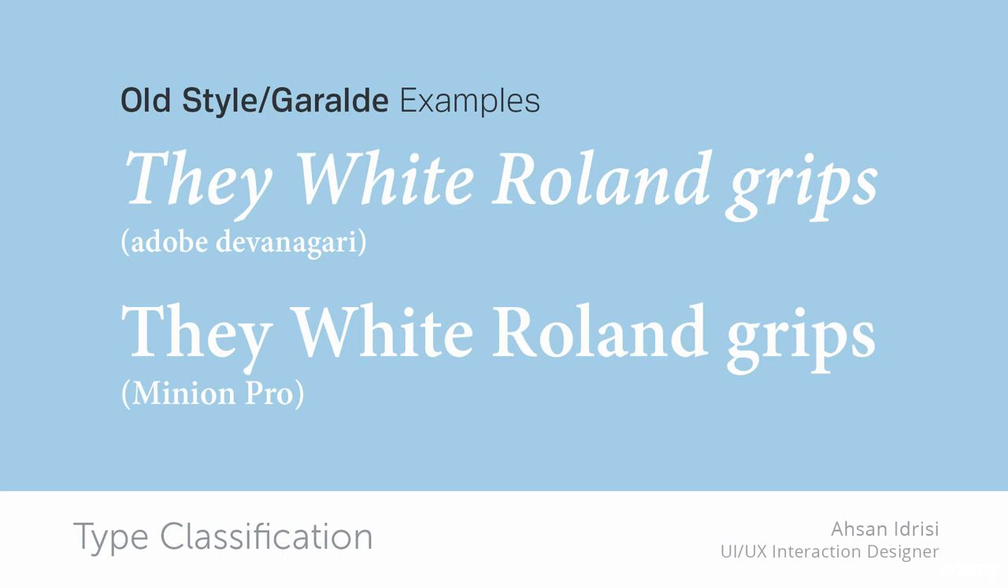Then we have Minion Pro. It is also an old style font. You can see that the W is still different, but other properties, like the ending of this R, the top slants and top serifs, are almost like the old style.